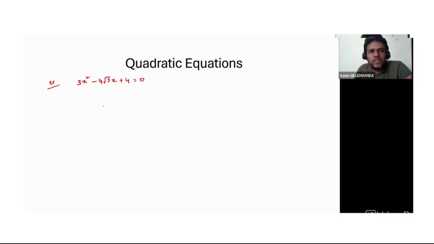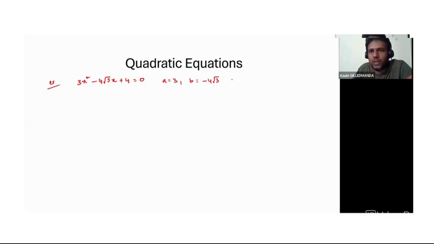So here, this is a quadratic equation where a is 3 and b is minus 4 root 3. Here the sign is very important, guys. This is not just 4 root 3. This is minus 4 root 3.